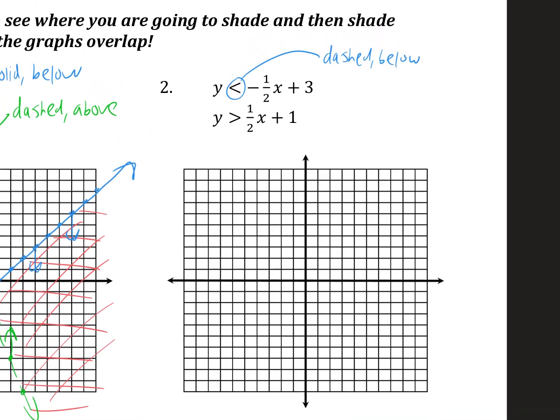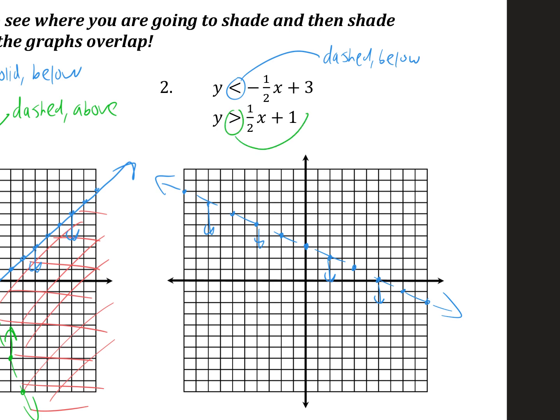We go up 3, put a point. We go down 1, right 2 for the slope. Up 1, left 2. And we do a dashed line, best we can. And we're going to shade below, so we're going to draw some little arrows going down. All right, so we're not sure where they're going to overlap yet, but we'll do the best we can here.